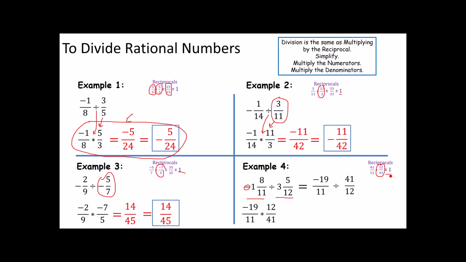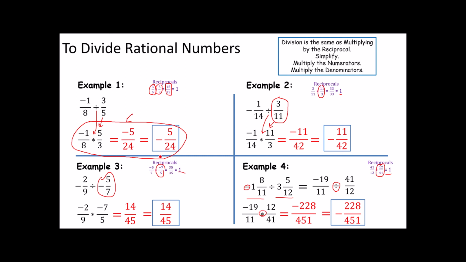Once I know that, I'm going to rewrite this division problem as a multiplication problem, and then I'm going to use that inverse here. I'm going to look for things that will simplify. In this case, nothing does. Multiply straight across the top, straight across the bottom, and I give my answer. All in all, I don't think this should be too bad. I can point out to you a couple common errors.